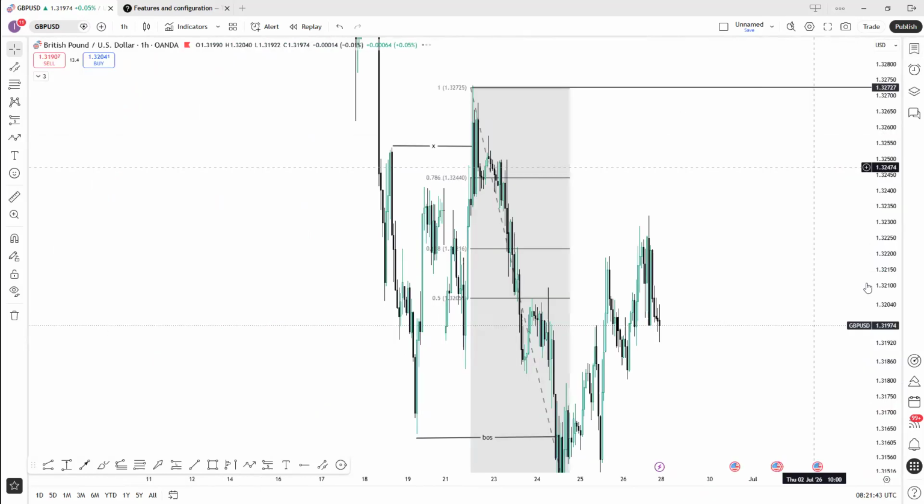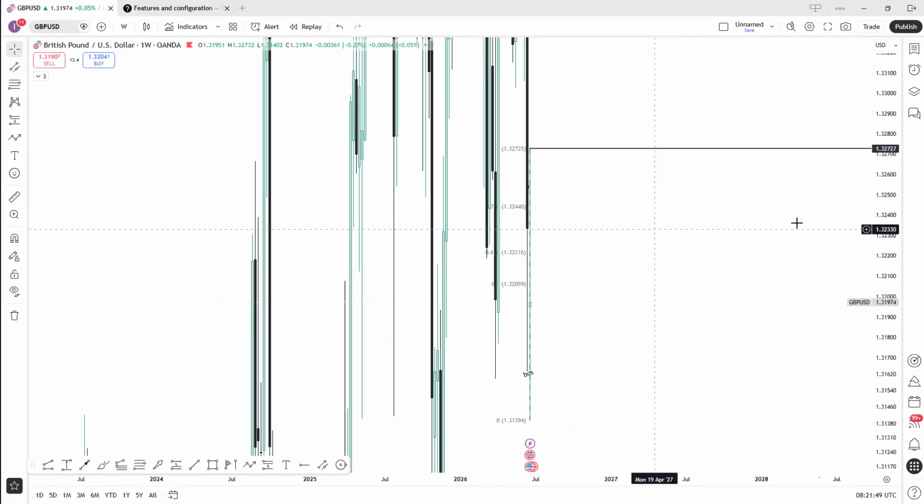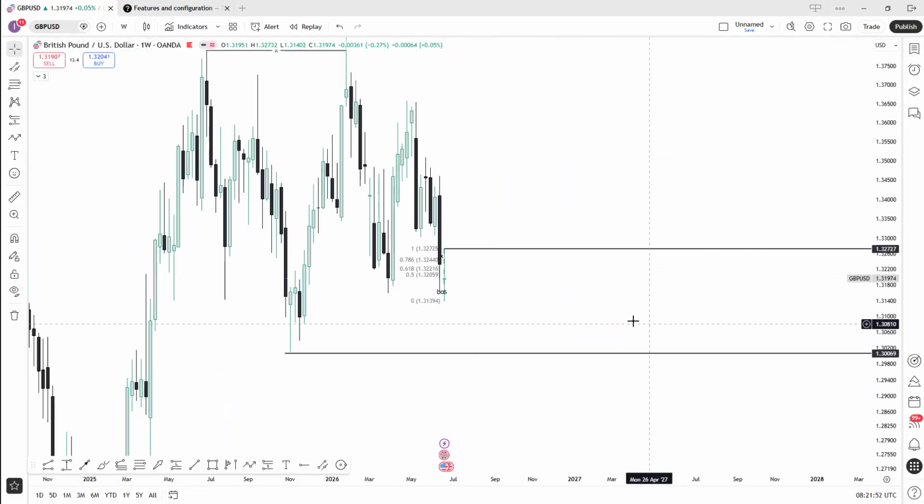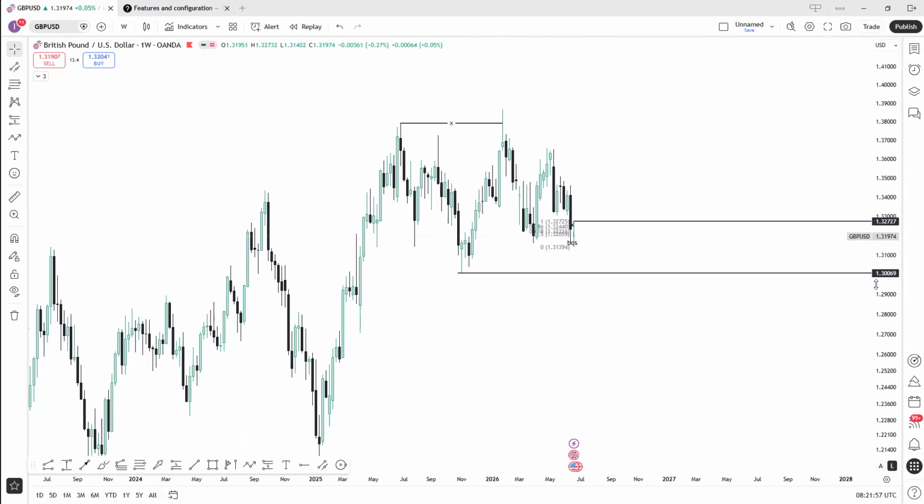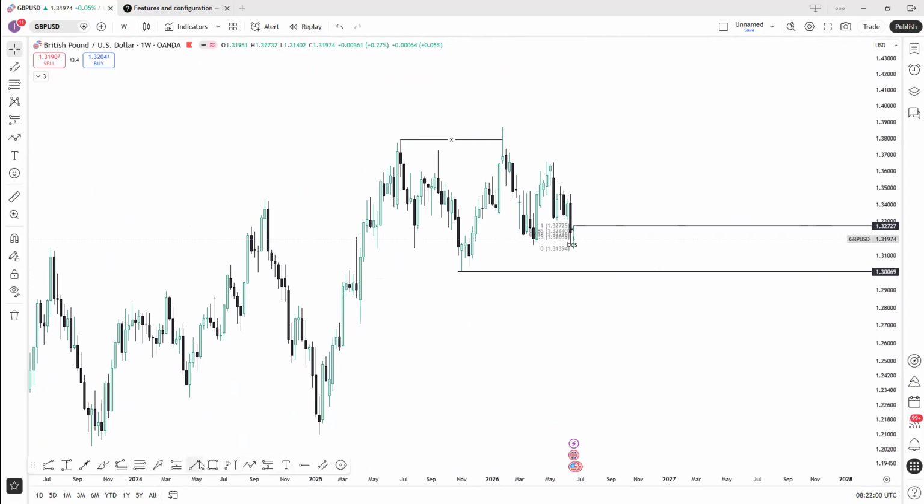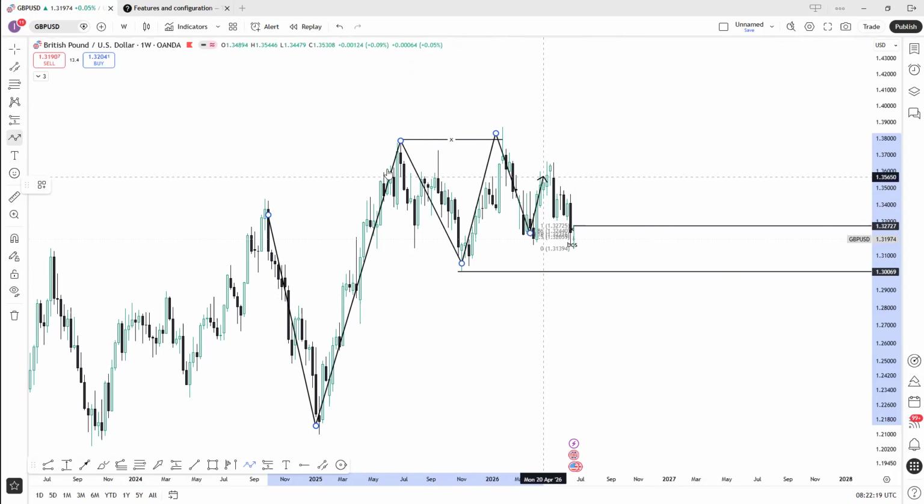GBPUSD also has this kind of structure. Let me show you on the weekly time frame. On the weekly time frame, we also have this type of pullback. You can see price dropped to take out this low, and then we get a break of structure here. After that break of structure, right now we are in corrective mode. You can see price took out this liquidity, created a shift here, and tested this supply.